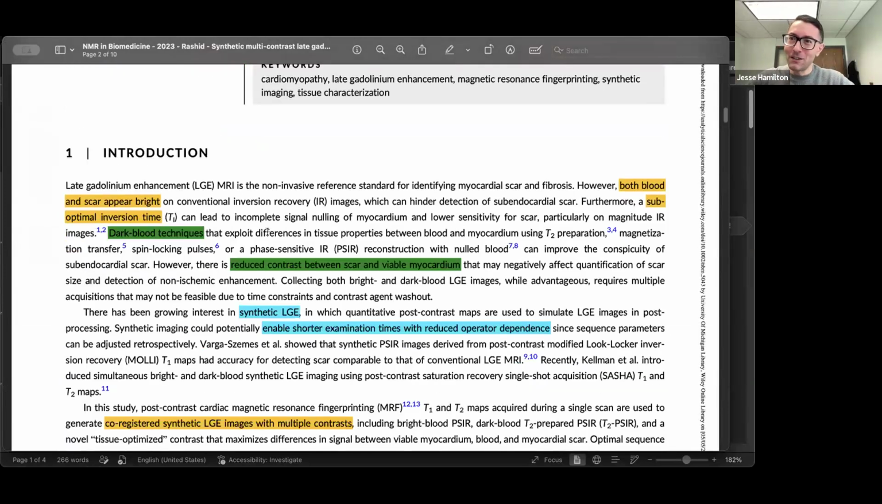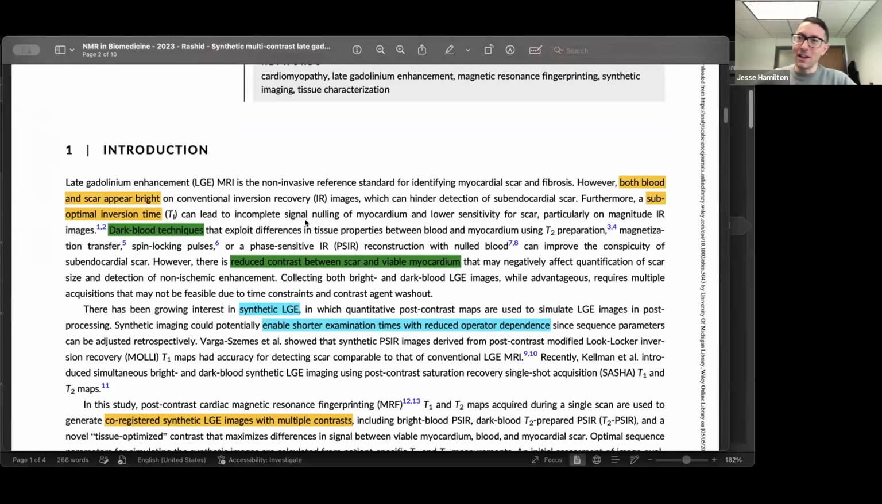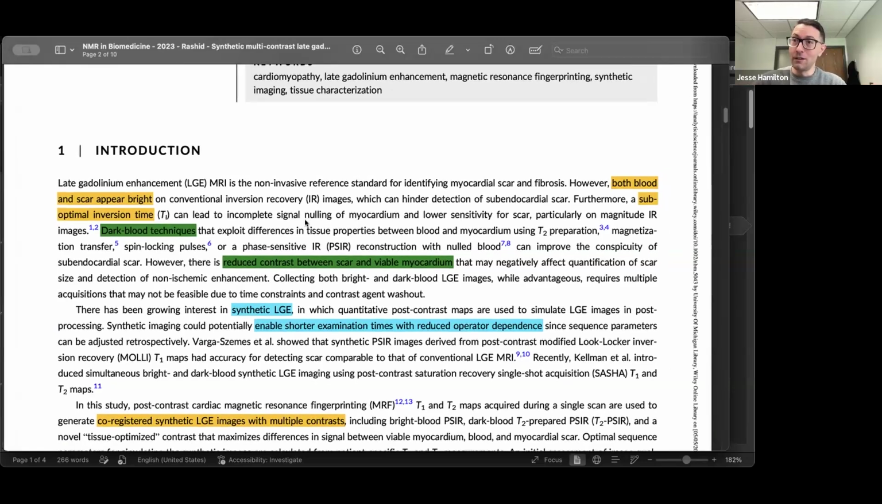So just to get right into the introduction, as we all know, LGE imaging is extremely important. It's the reference for looking at myocardial scar and fibrosis. But one of the limitations of conventional LGE is that both scar and blood have very similar signal intensity. So, for example, if you have a subendocardial scar, it can be difficult to detect just because of that issue.